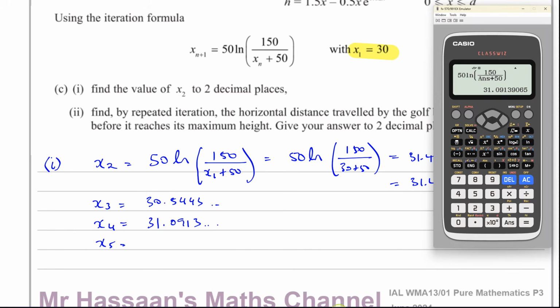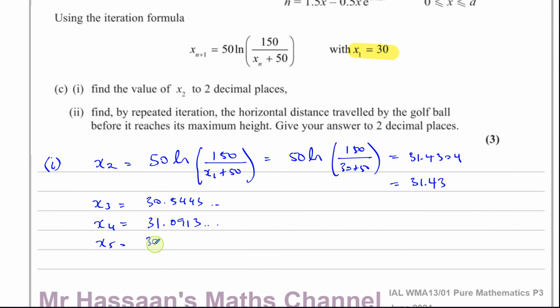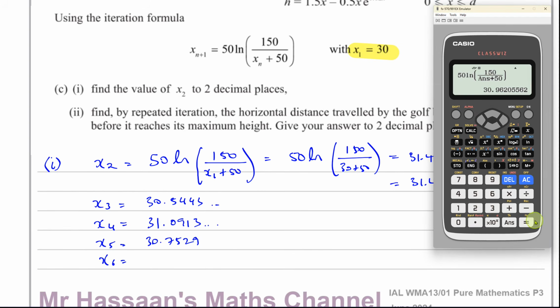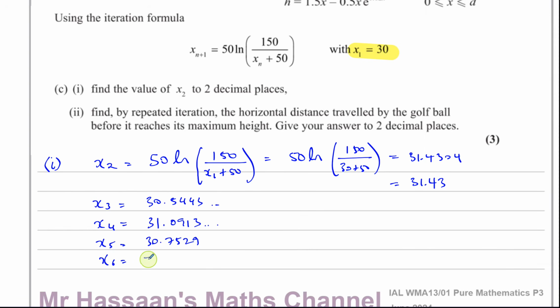And then the next one, press equals again. Every time it puts a new value in there, this is now going to be x5. That gives you 30.7529. It hasn't really settled down yet, so let's carry on until it settles down. Equals again, 30.9620. It seems to be settling down a bit. Let's do x7.